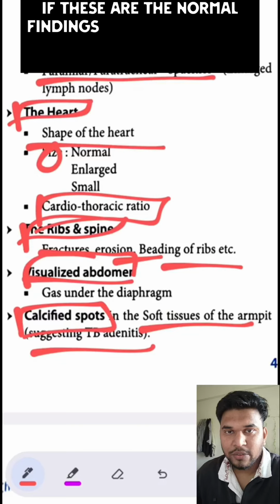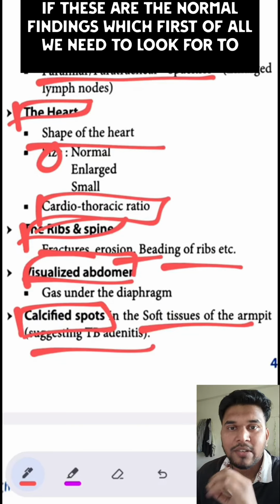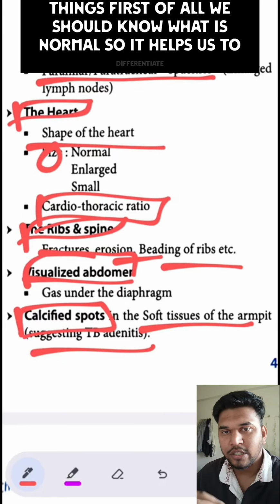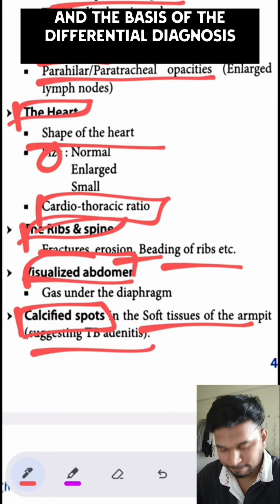These are all the normal findings which we first of all need to look for, to identify the abnormal things. First of all, we should know what is normal. So it helps us to differentiate on the basis of the differential diagnosis, right, one by one.